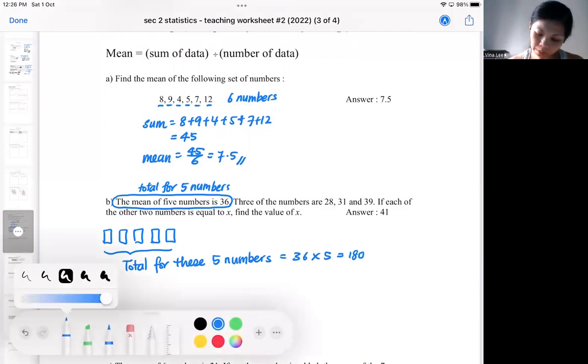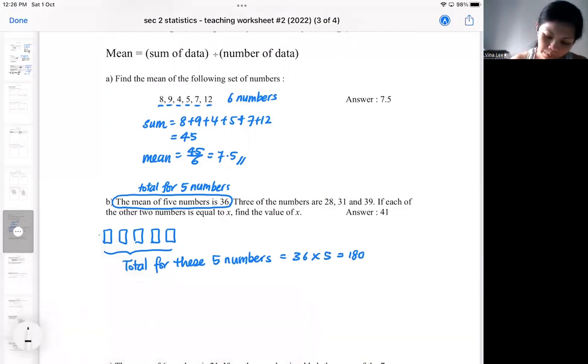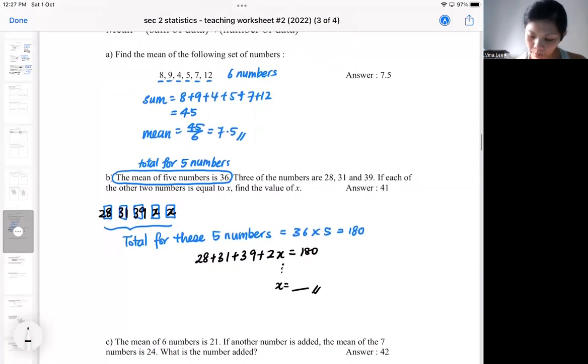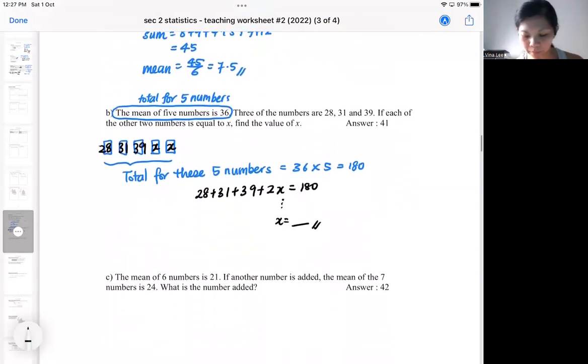Then after that, we are given some information. This is 28. This is a 31. This is a 39. And the other 2 numbers are x. So from here, it's actually quite easy for you to set up an equation, and then subsequently find your x. So if you are given the mean of a set of data, you should be able to relate it to the total. In the same way, it's the same thing for the next one.